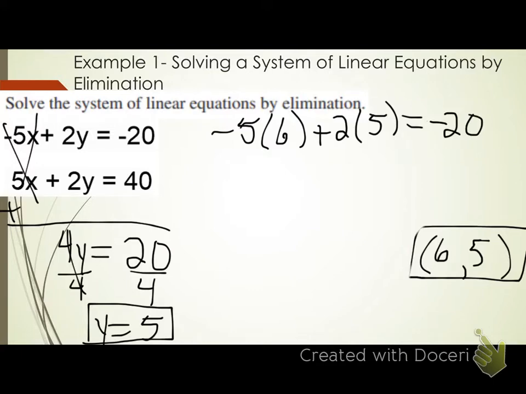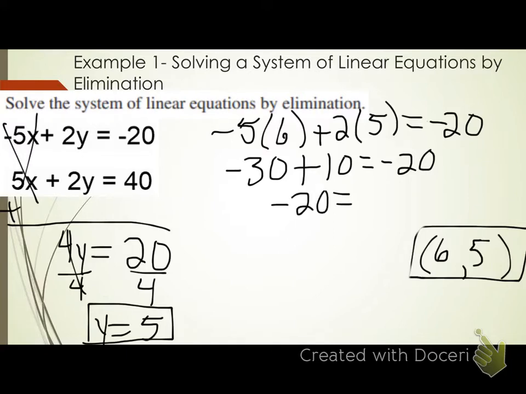What's negative 5 times 6? Negative 30 plus 2 times 5? 10 equals negative 20. Negative 30 plus 10? Negative 20. Does negative 20 equal negative 20? Yes. It's a true statement, so it works for my first equation.